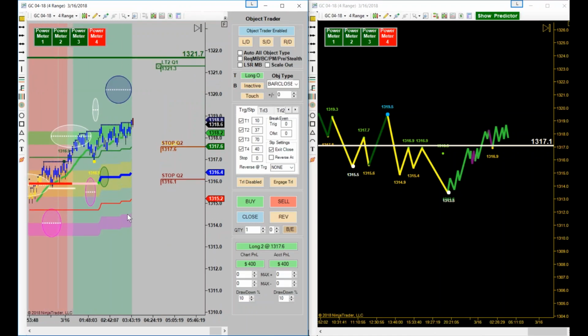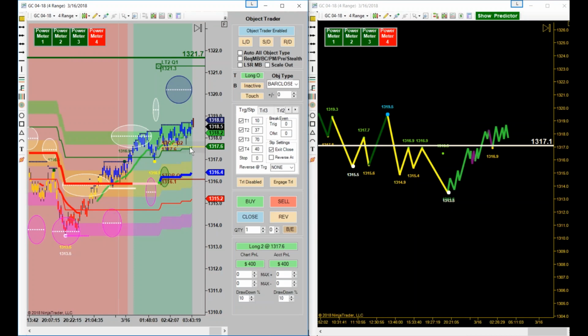Everybody see that? Now my swing is right here, but it just barely closed above here. So that is an identified swing.